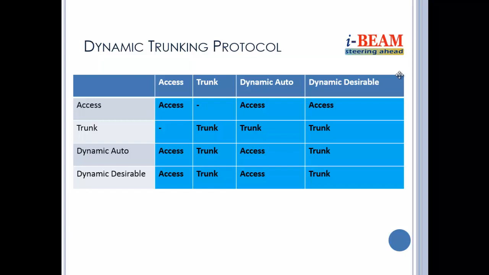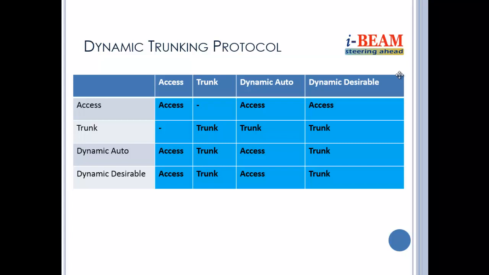If one end of the switch port is an access port and the other end is also an access port, its operational status will be an access link. If one end is an access port and the other end is a trunk port with negotiation off, it will not work, it will not be used.